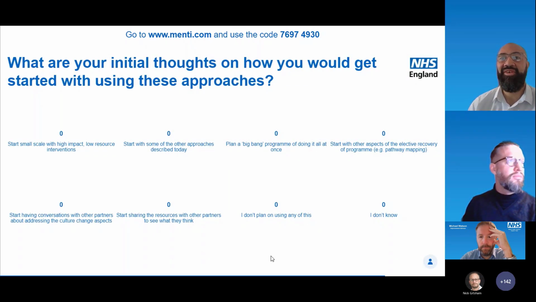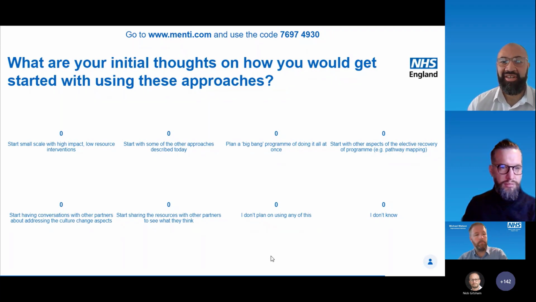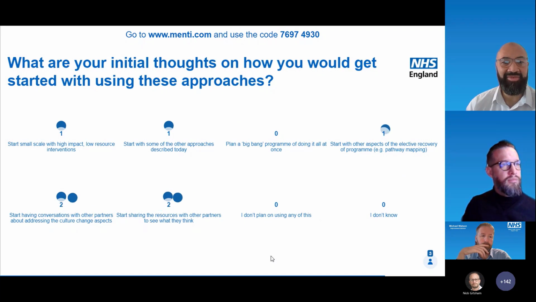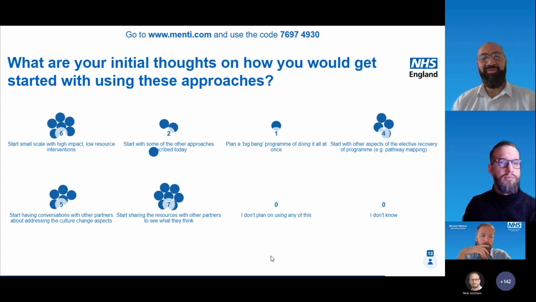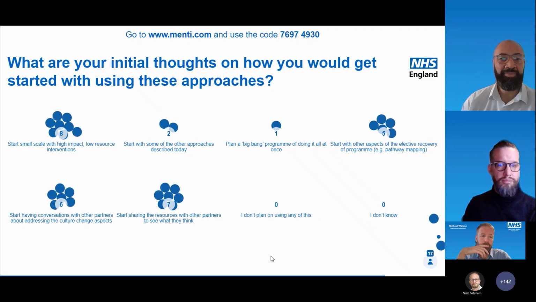Okay, the next question we've got up. This is a multiple choice one. What are your initial thoughts on how you would get started with using these approaches? We can see this is a similar one that we had earlier with the dots that come up. There are quite a few different answers there, and around starting with small scale, that's one that came up straight away. And also start having conversations with our partners and addressing cultural change aspects. It's something we spoke around earlier.